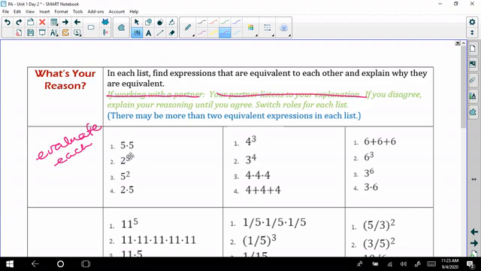But this would be, for instance, this one is 5 times 5, which I know is 25. And this is 2 to the 5th power. Well, that means 2 times 2 times 2 times 2 times 2. So 1, 2, 3, 4, 5. This 2 times 2 is 4. 4 times 2 is 8. 8 times 2 is 16. And 16 times 2 is 32. 5 squared means 5 times 5, which we know is 25. Ooh, those are equivalent. So far, these two are equivalent. And 2 times 5 is 10. So 1 and 3 are equivalent.